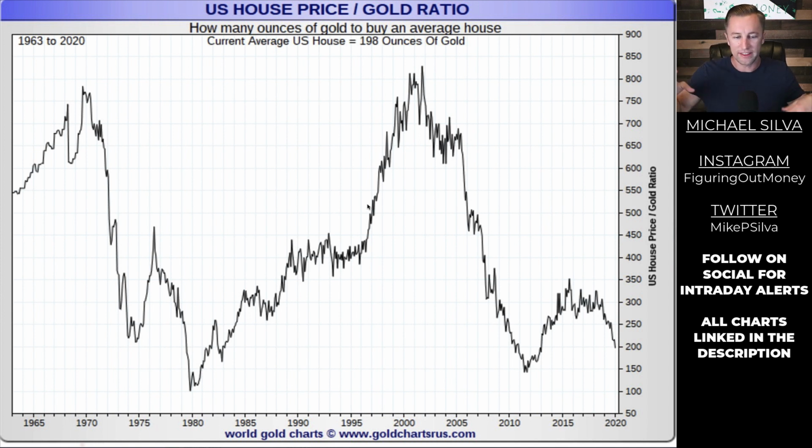You can break this down and look at it any way that you want, but keep in mind this chart could still technically head lower if house prices rise, but gold rises faster than the housing prices. And I think we're in a position to see gold outpace the pricing of homes. I went way on a tangent right there. Let's go ahead and look at silver.